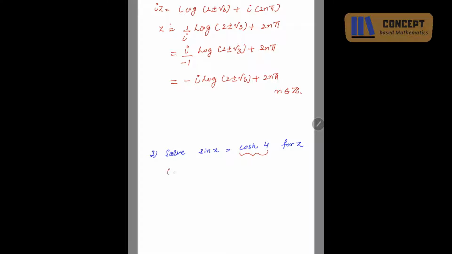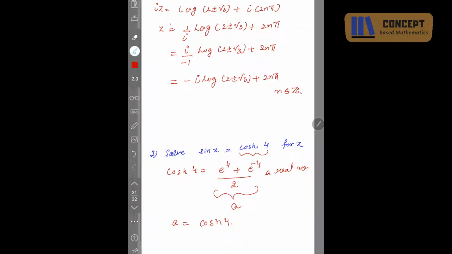We know that cos hyperbolic 4 is equal to e raised to the power 4 plus e raised to the power minus 4 over 2. So this is simply a real number. So I will take this number as a. I choose a to be equal to cos hyperbolic 4, where a is any real. So now sin z is equal to a.